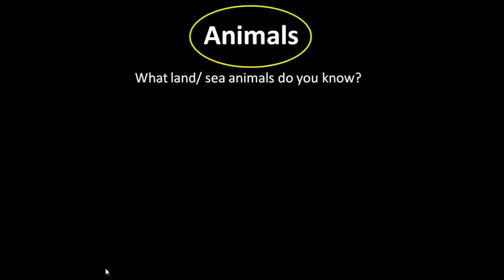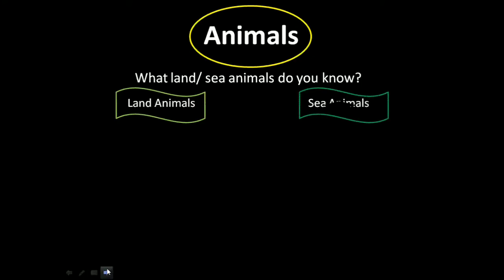Animals. What land or sea animals do you know? Land animals, sea animals. They can be land animals, and then sea animals. Land animals: monkey, bear, elephant, leopard, lion, snake.